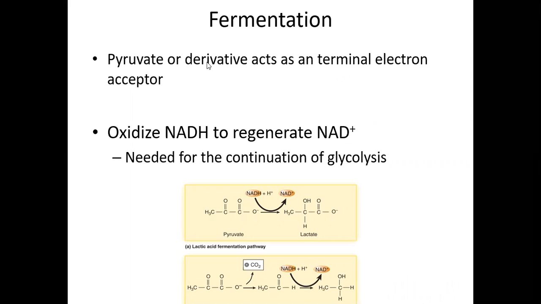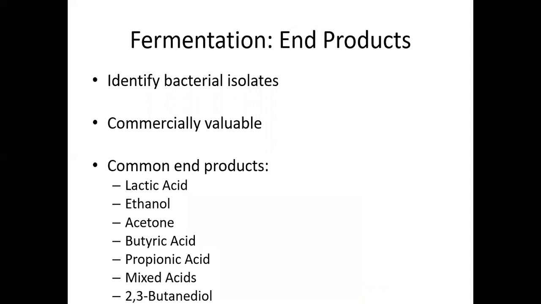Yes, in fermentation, pyruvate is a terminal electron acceptor. And you oxidize NADH to regenerate NAD that's needed to continue glycolysis. Yeah, and these end products are alcohols and acids. So ethanol is an alcohol, acid, butanediol, alcohol, lactic acid. You got it.